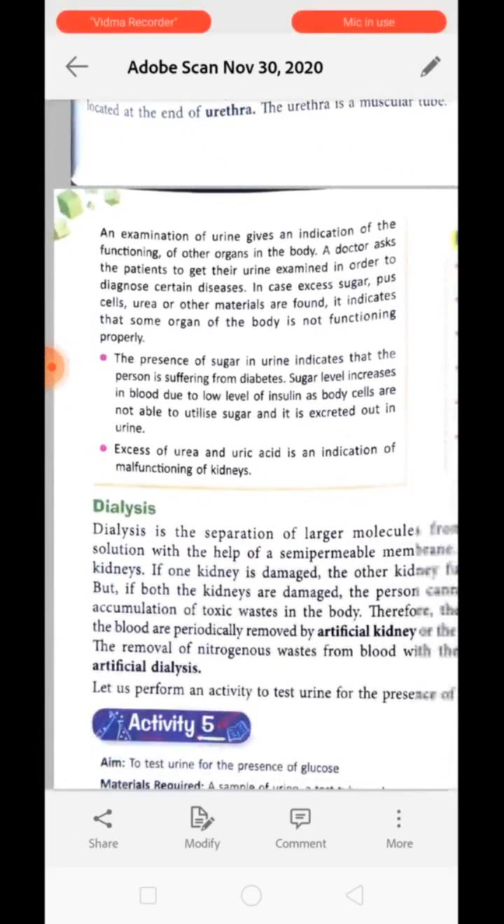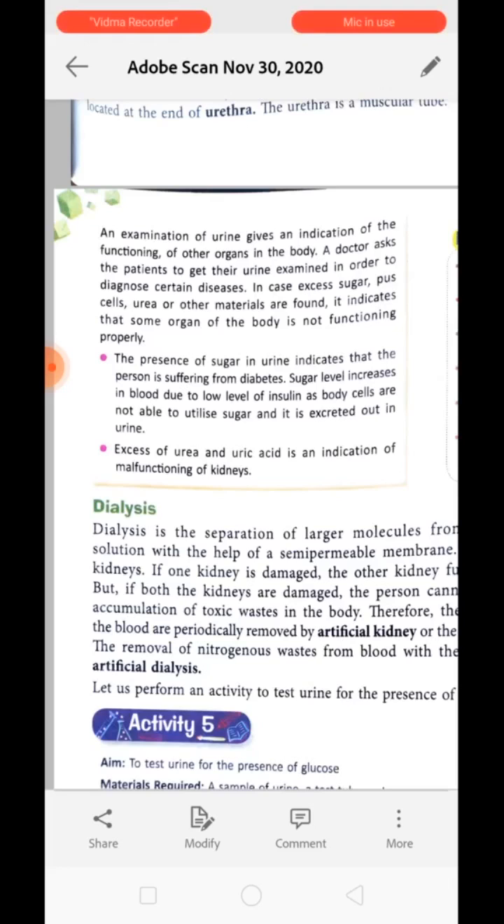Next, an examination of urine can give you additional information about your body. Body condition means if a patient is having sugar, pus cells, urea or other material in their urine, it indicates that some organ of the body is not functioning properly. The presence of sugar in urine indicates the person is suffering from diabetes, and the sugar level in the blood has been increased due to a low level of insulin.